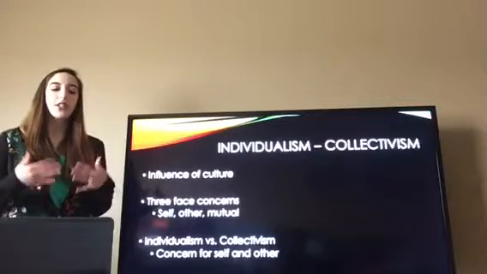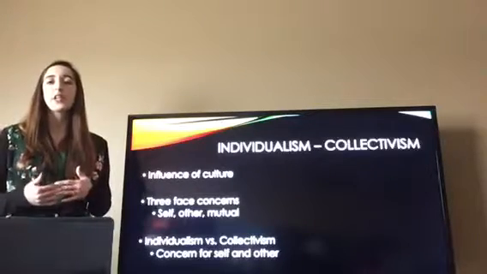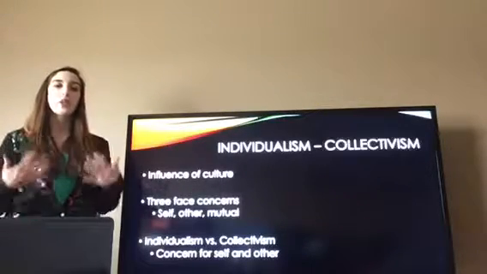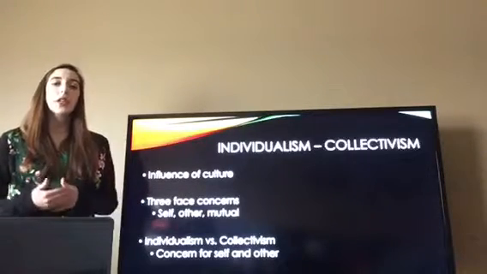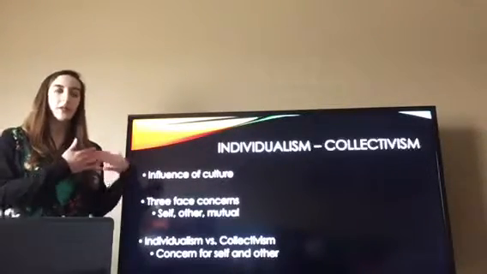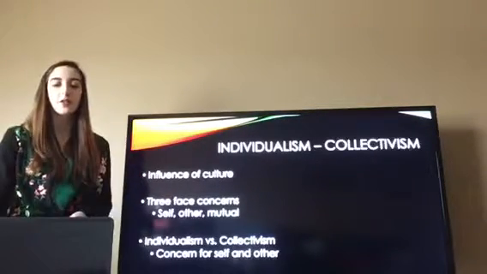The concern for a self face is often found in individualistic cultures, such as the American culture, where we are concerned with how we are perceived by others. However, in collectivist cultures, there's a greater concern for also maintaining the face of the other person and maintaining the face of the relationship itself.